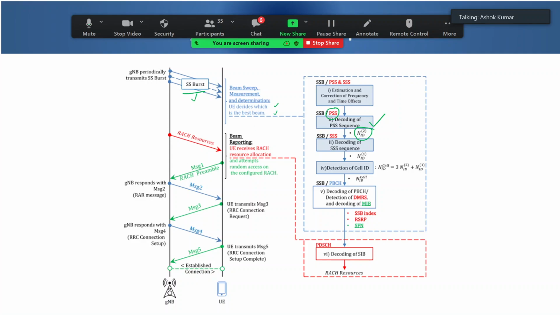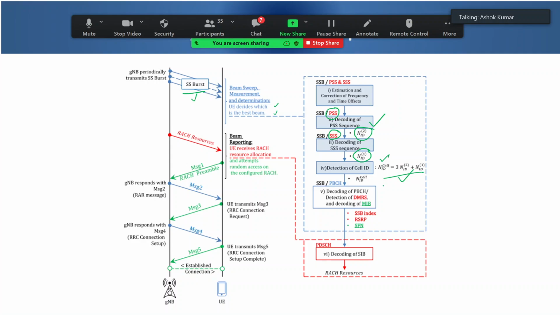The next thing, after PSS decode, it will decode the SSS from the same SS burst, and it will be able to calculate the N1 value because there will be so many sequences. We talked about 0 to 335. It will compare and match with one, and know the N1 value. Then it will calculate the cell ID. We did that.